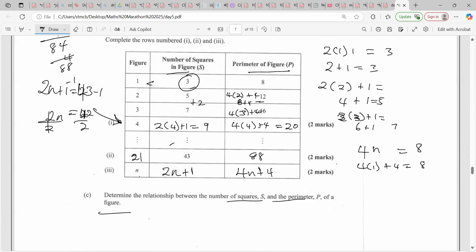When you double the number of squares and then add 2, you get the perimeter. So 5 twos are 10. When you add 2, you get 12. 7 twos are 14. You add 2. Same thing with this, right? You double this and add 2. That's the relationship.